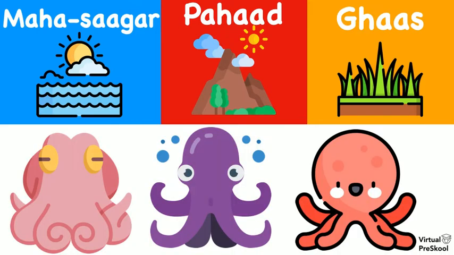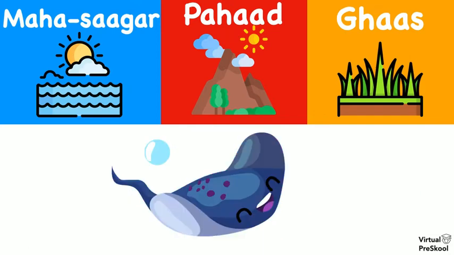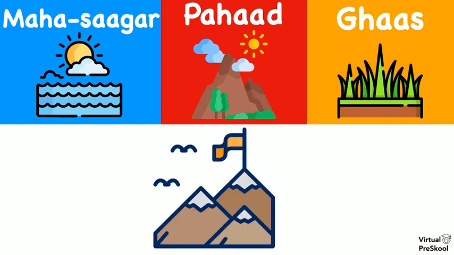Where do all these octopus live? In the Mahasagar, Pahad, or ghas? They live in the Mahasagar, right? In the ocean. Where does this guy live? In the Mahasagar, Pahad, or ghas? Also in the Mahasagar, right? Rays live in the Mahasagar, in the ocean.